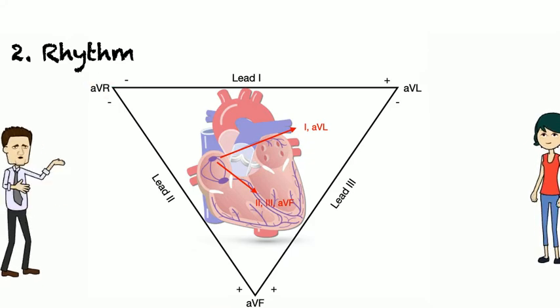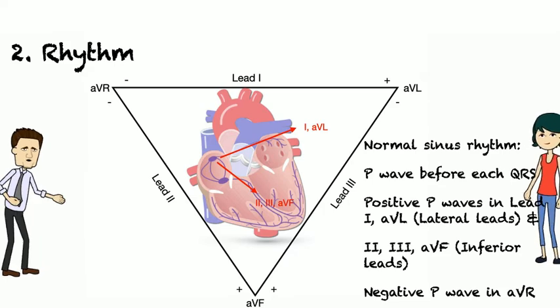Thus, to call an ECG normal sinus rhythm, the P waves should be positive in lead 1 and AVL, which are also called lateral leads, and in 2, 3 and AVF, which are also called inferior leads. Also, the P wave should be negative in AVR.